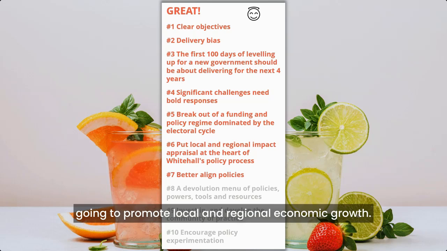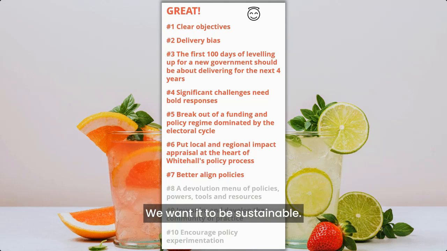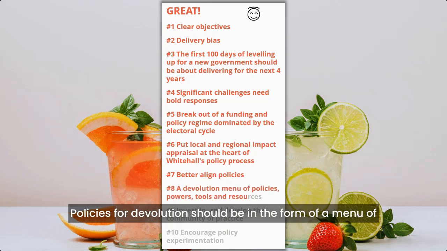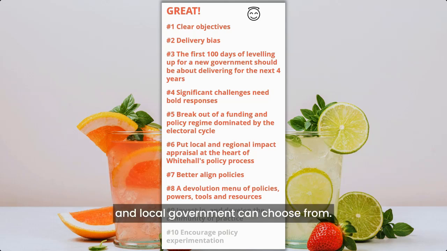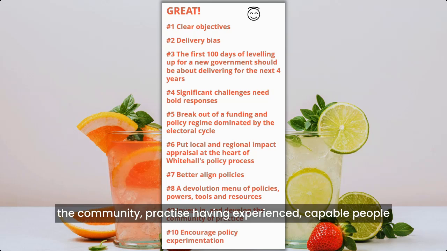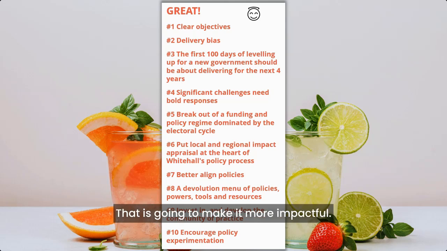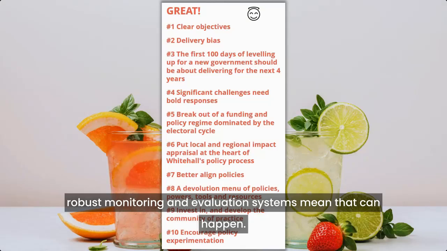If we're going to promote local and regional economic growth, we want it to be sustainable. We want it to be aligned with our education and training policies. And devolution should be a menu of policies, powers, tools, and resources that local authorities and local government can choose from. And this menu can be established in law and legislation, because instead we've had piecemeal deals that have been customised for different localities, and it's become very messy. We need to invest in and develop the community of practice, having experienced, capable people working in local economic development, which will make it more impactful. We need to encourage policy experimentation. I think we need to learn from failure, and robust monitoring and evaluation systems mean that can happen.